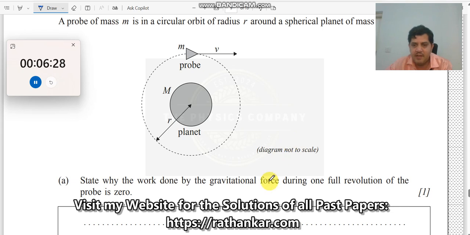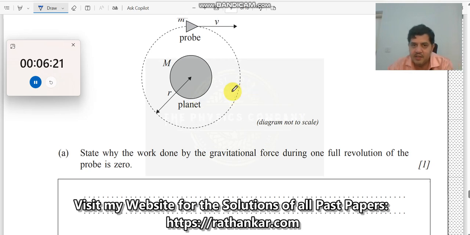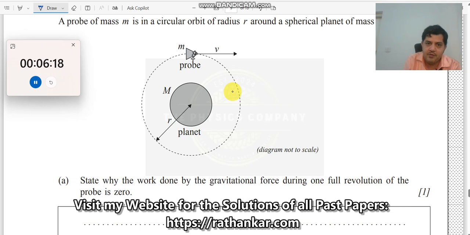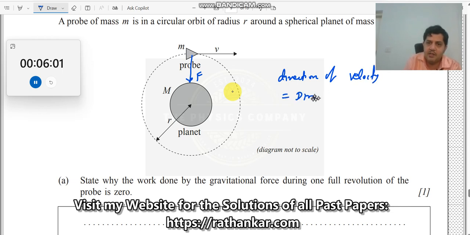State why the work done by the gravitational force during one full revolution of the probe is 0. What is the reason? Because we had seen this in the classroom also. So what is the force over here? The gravitational force, which provides the centripetal force. This force F is perpendicular to the velocity direction, right? And we know that the direction of velocity is equal to the direction of displacement, which means the displacement direction and velocity are both along the same line.